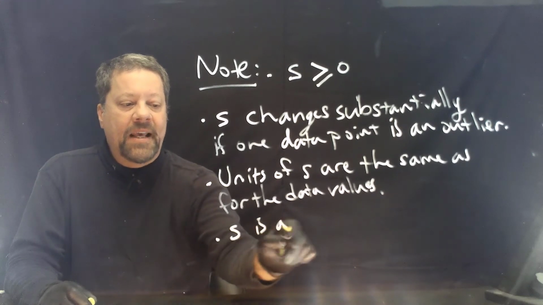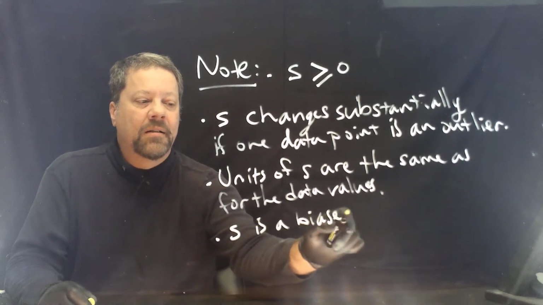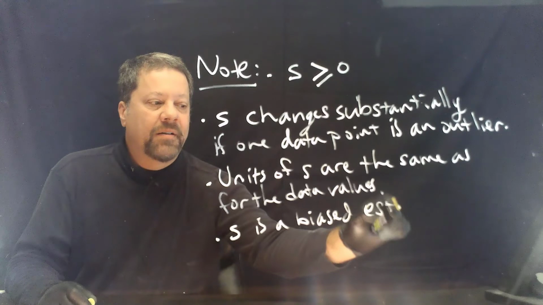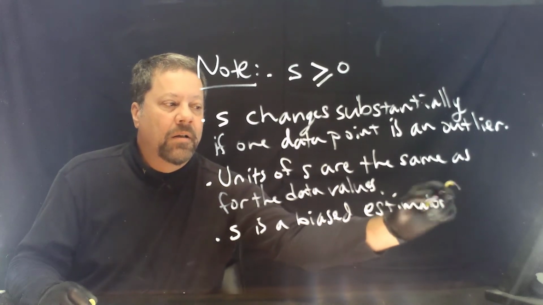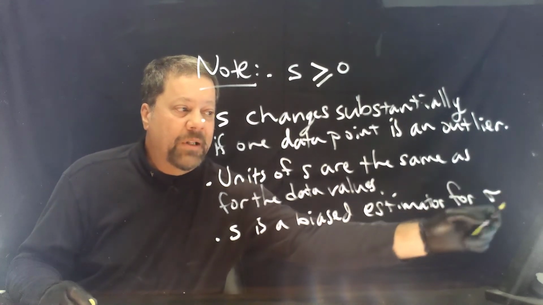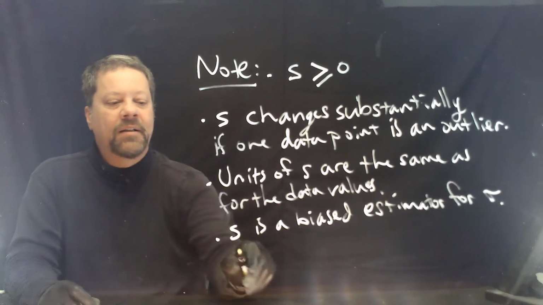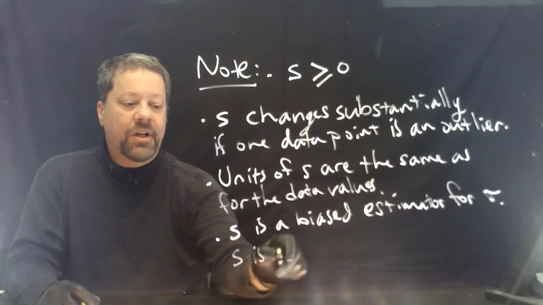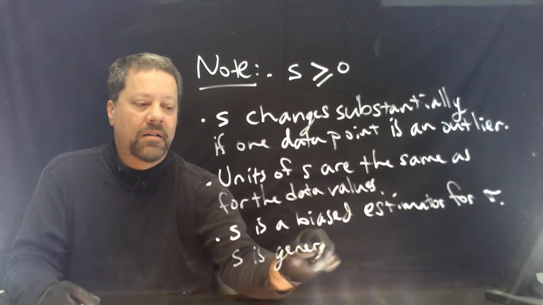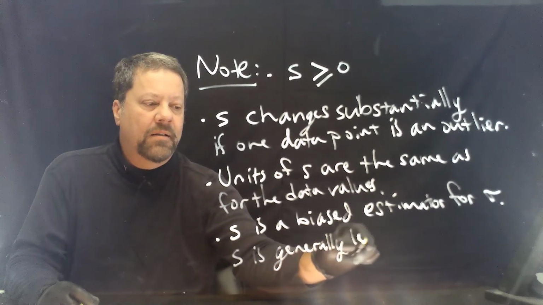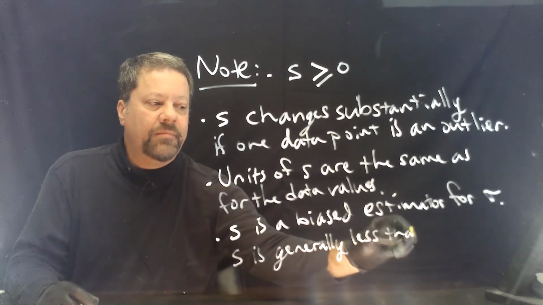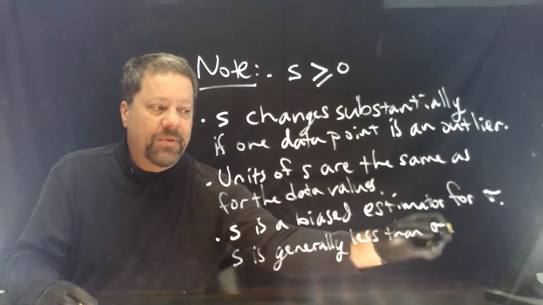S is a biased estimator for the population standard deviation. S is generally less than sigma, not always, but it's generally less.